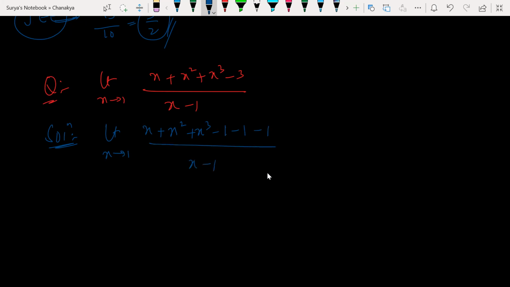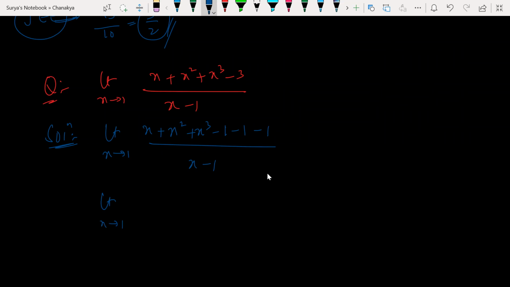Sir, how did you get the idea to write minus 3 as minus 1 minus 1 minus 1, three times? Look at this. In the denominator I have x minus 1. So by looking at the denominator, if I write minus 3 as minus 1 minus 1 minus 1 for three times, I can split now.